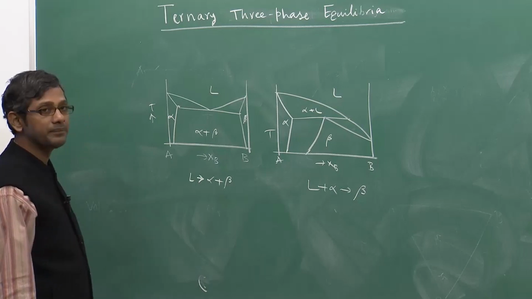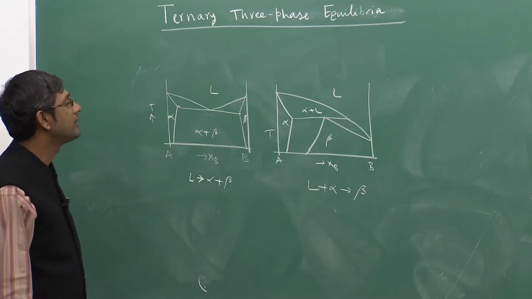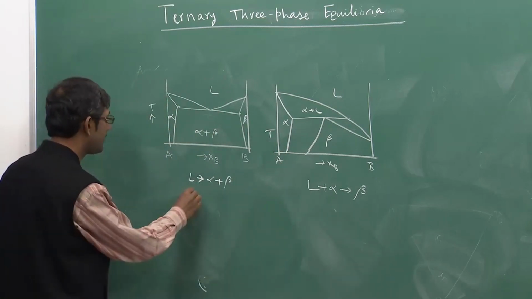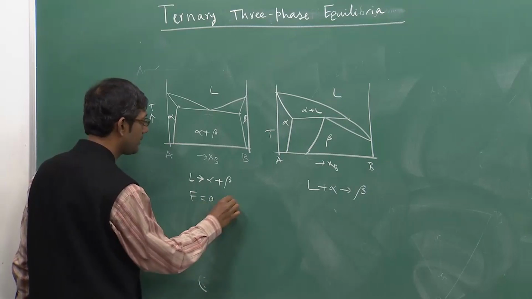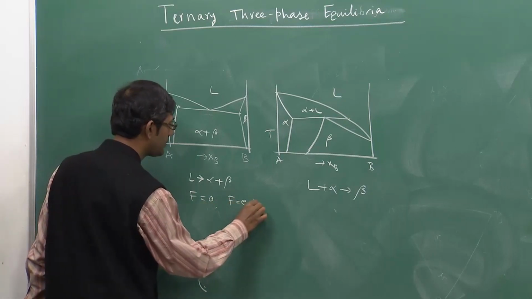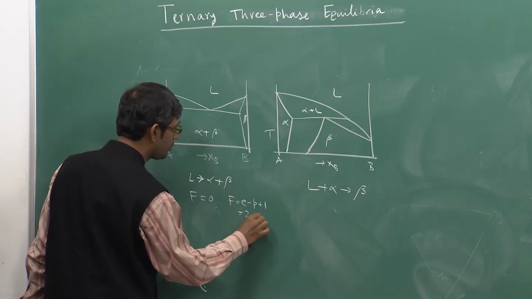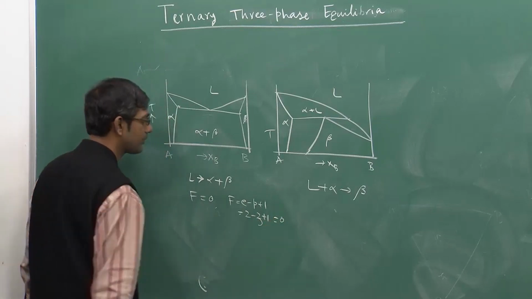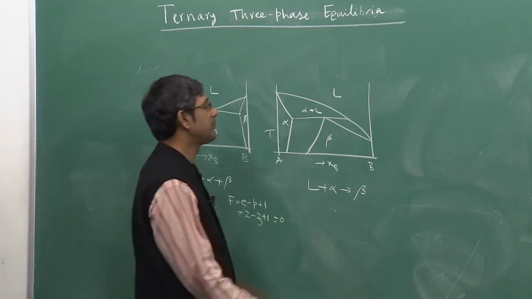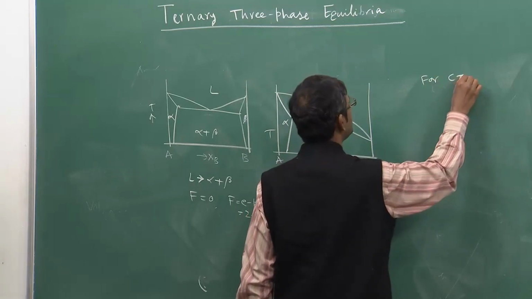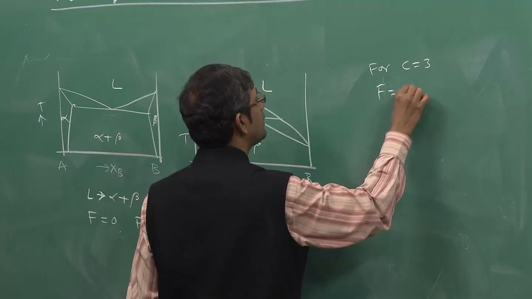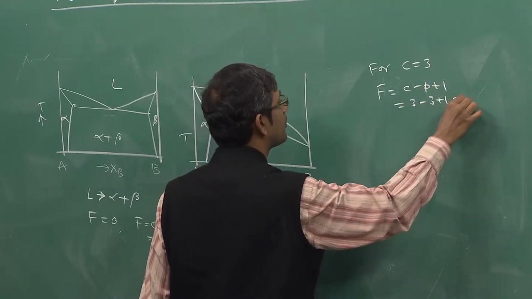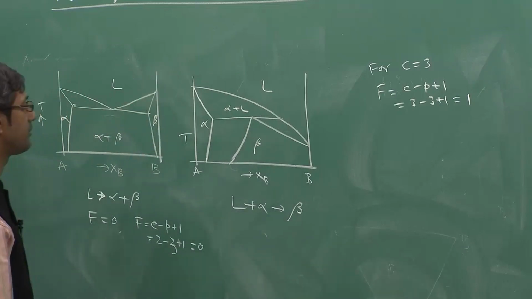But in a ternary system, you can't do that. Why? Because the reason we can do this in a binary system is because f is equal to 0. Why? Because f is equal to c minus p plus 1, c is 2, p is 3, that is equal to 0, correct, 3 phases. But for a ternary system, c is equal to 3, f is equal to c minus p plus 1, so 3 minus 3 plus 1, that is equal to 1. It is a monovariant system.